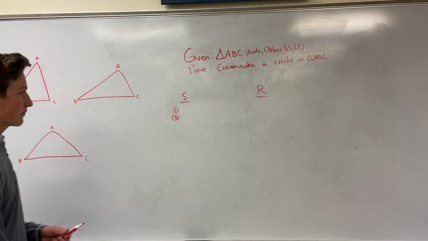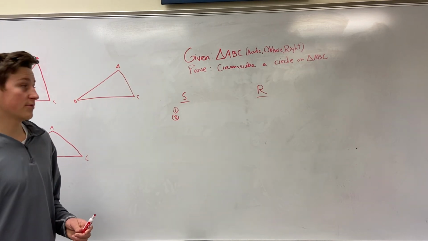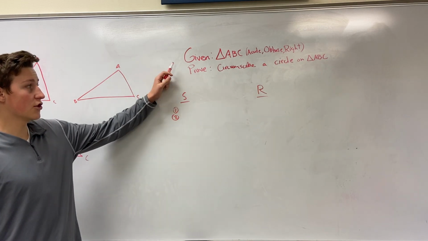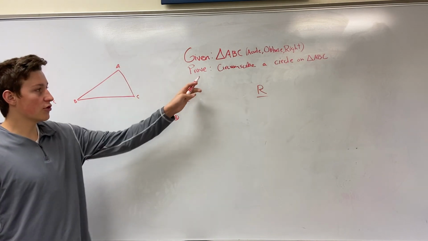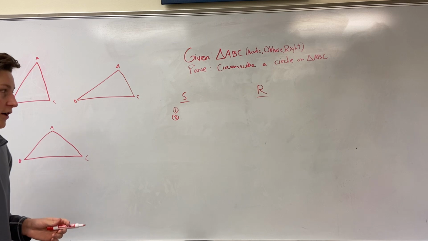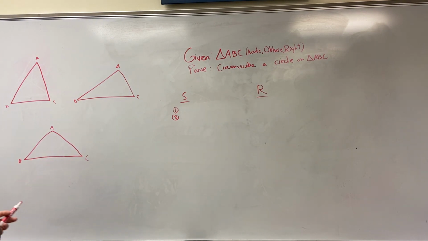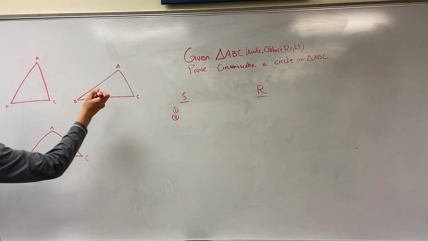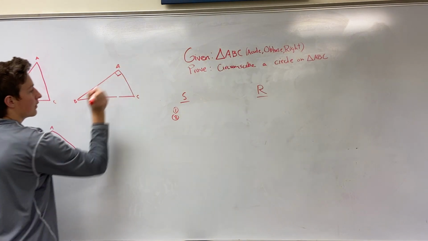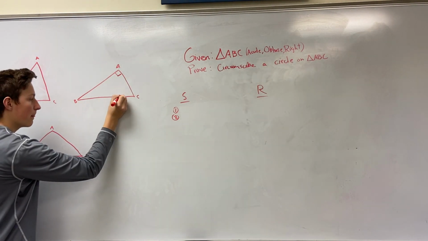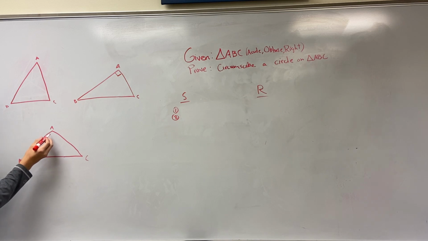Okay, we're now on to book 4, proposition 6, which says given a triangle ABC, prove that you can circumscribe a circle onto that triangle. So we're going to do this with 3 different triangles, which make up all of them: an acute triangle, where the angles are all acute, a right triangle, and an obtuse triangle. So we have that obtuse angle right there.